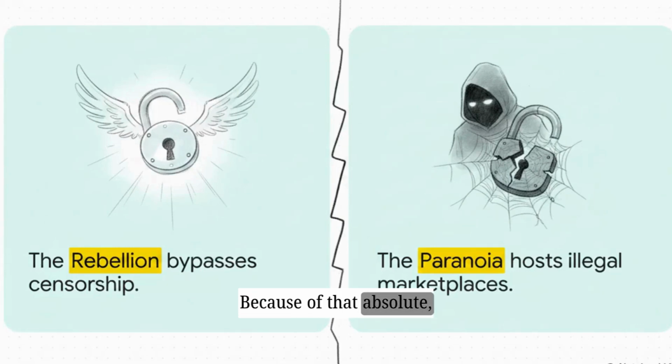Because of that absolute, untraceable anonymity, we get a really stark dual reality. On one side, you have the rebellion. This network is a totally crucial tool for whistleblowers, journalists, and activists who need to bypass oppressive government censorship. But on the exact same network, you have the paranoia, hosting illegal black marketplaces, trading in stolen data, ransomware gangs, and devastating cybercrime. It's half rebellion, half paranoia.